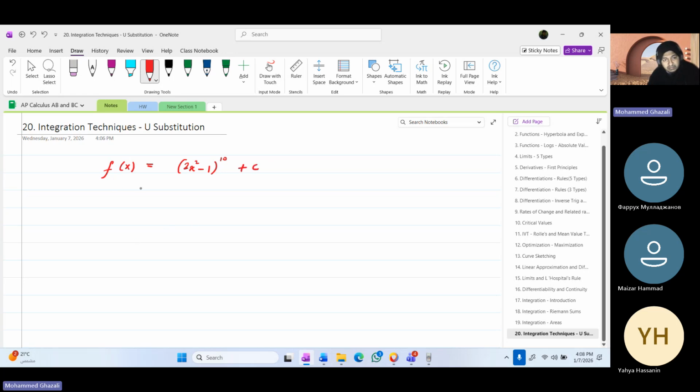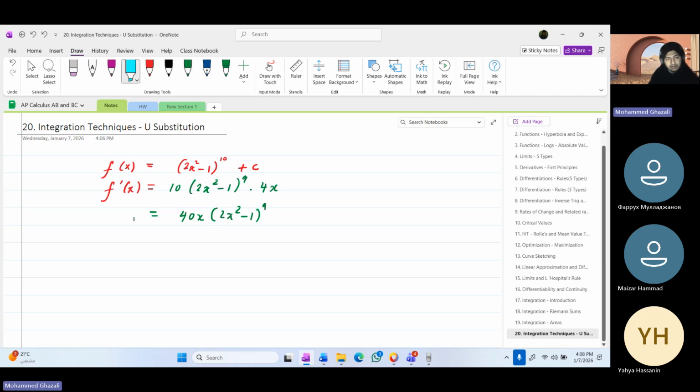And if I try to find the derivative of this function, obviously I need to use the chain rule. The 10 goes to the front, 2x squared minus 1, take away 1 from the power, and the derivative of the inside, which is 4x. The derivative of the constant is 0. If you simplify this, it is 40x times (2x squared minus 1) to the power 9.